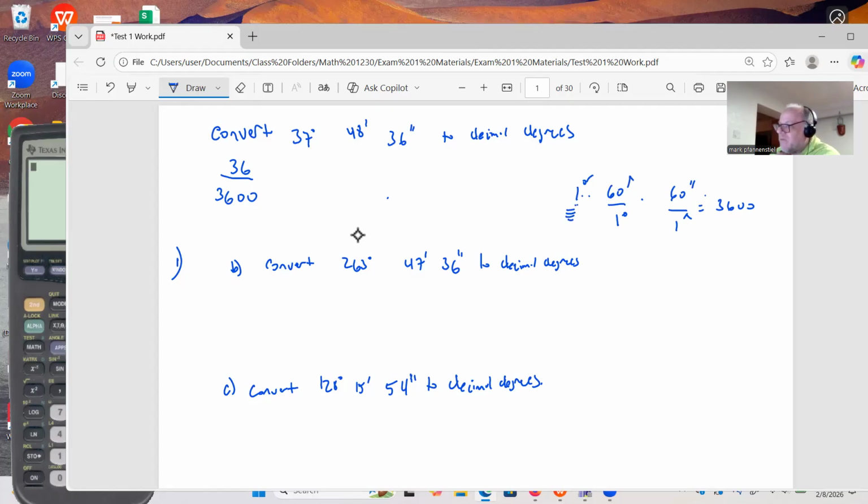So we have 1 degree here. We have 3,600 seconds to 1 degree. And then we're going to add that. We have 48 minutes, and we have 60 minutes to 1 degree. And we're going to go ahead and add that to 37 degrees. And that's going to give us our decimal degrees for what we're working with here.